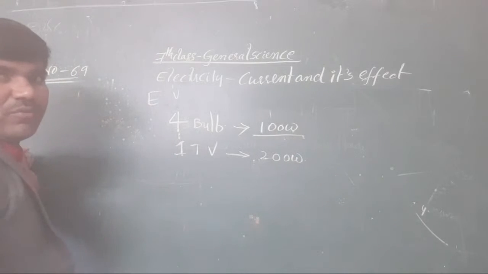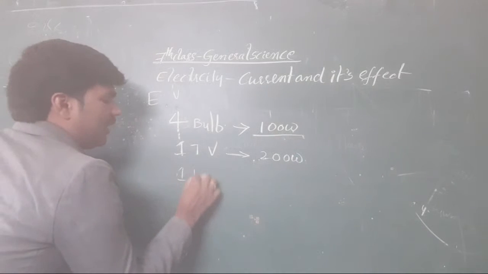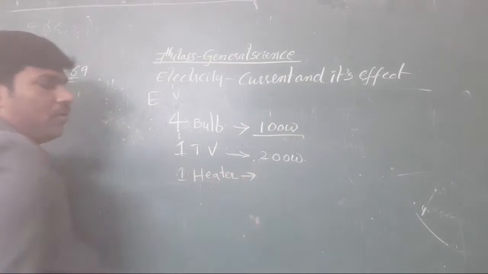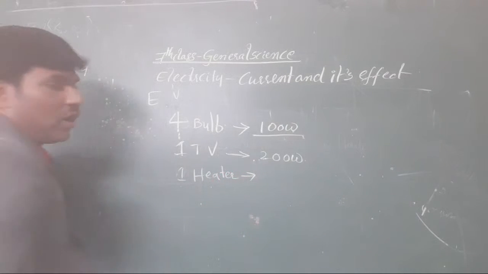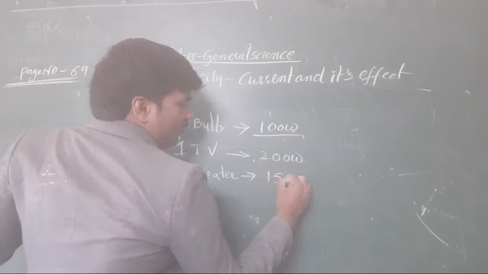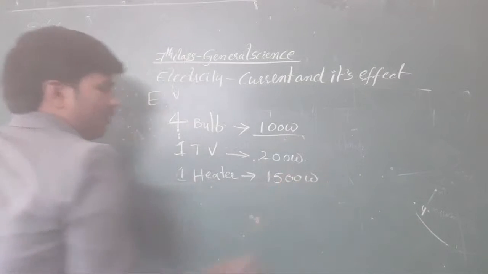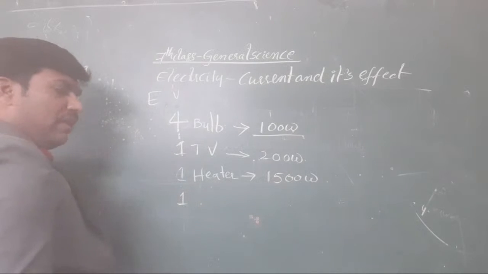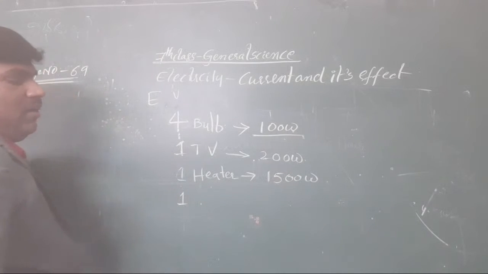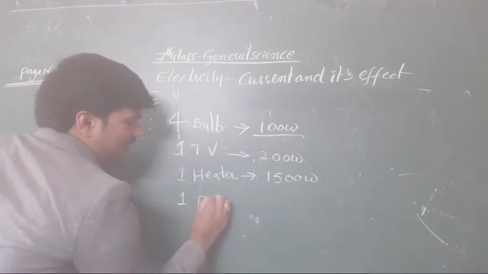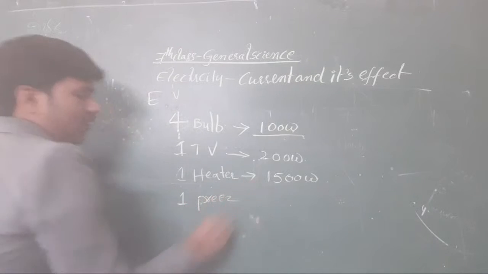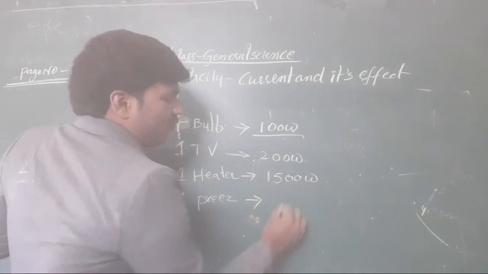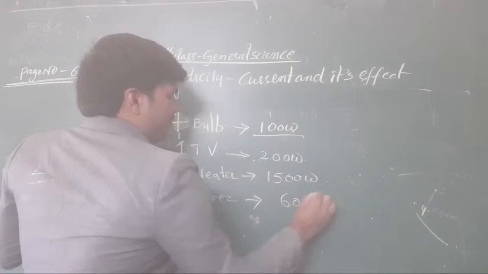Okay, clear to all of you? One heater is also there. The heater contains a wattage of 1500 watts. And as well as in our home, one freezer, one fridge may be there. Okay, clear to all of you? And it may work for 600 watts.